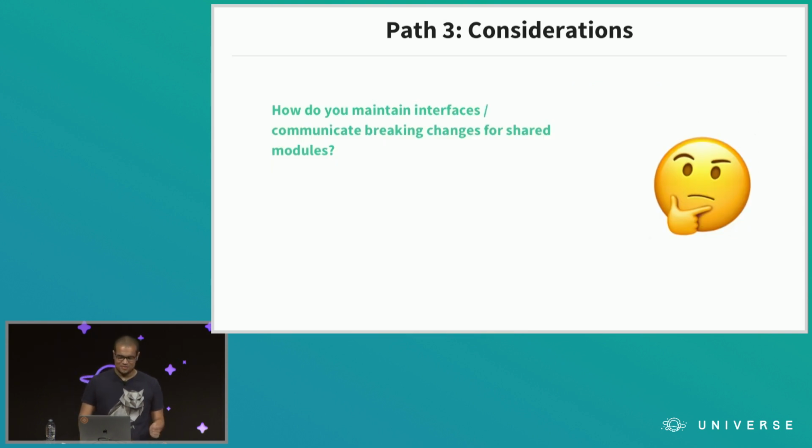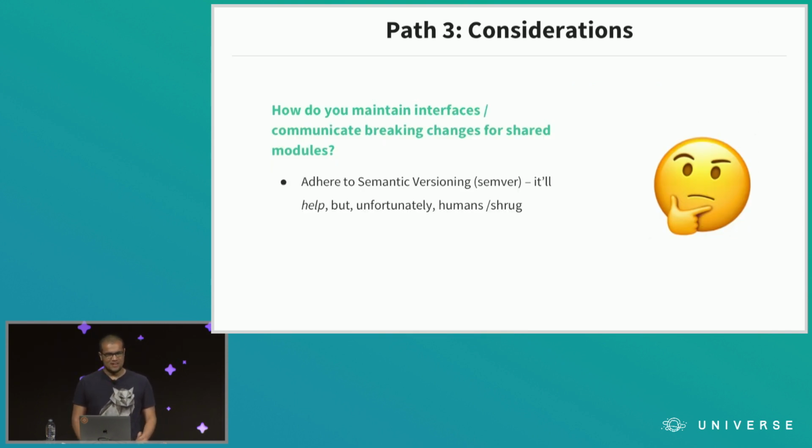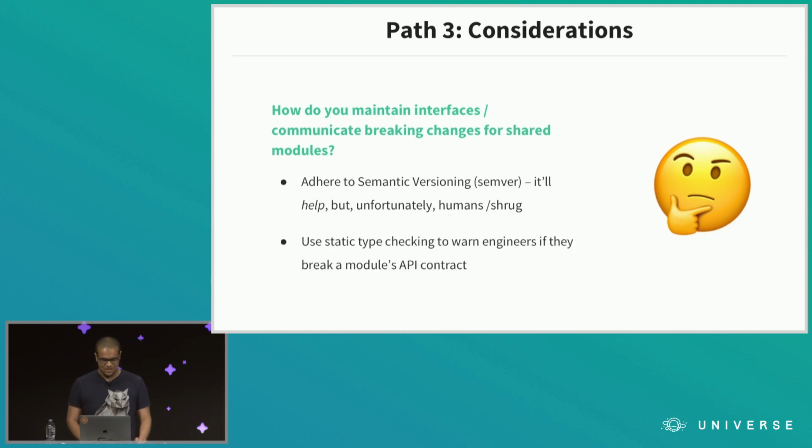So how would you maintain interfaces? Adhering to semantic versioning helps, but humans. It relies on engineers actually bumping the major version of these modules when there are breaking changes. But it does help. It's definitely better than not versioning at all. Using some tooling to set up static type checking to warn if an API contract breaks without bumping the major version number can also help.